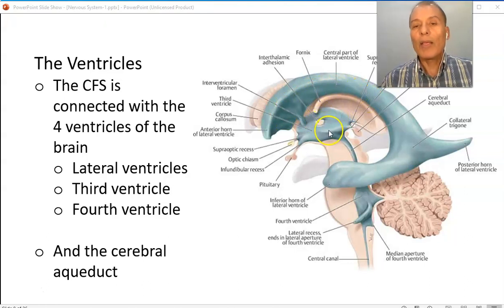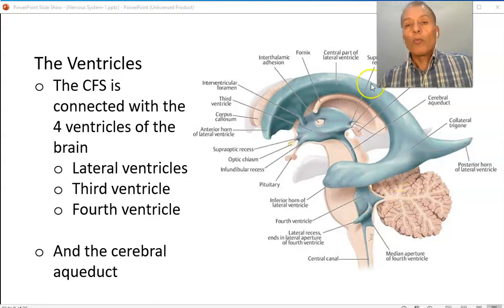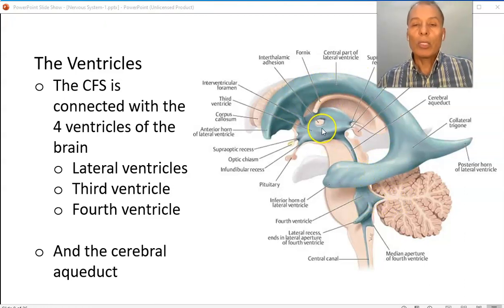lateral ventricle, and then there is a little cerebral aqueduct, like a tube, where the cerebrospinal fluid flows into lower areas, and then it goes to the 4th ventricle, which is right next to the cerebellum and connects also with the cerebellum. So 4 ventricles: 2 lateral ventricles, the 3rd ventricle, and the 4th ventricle, and the cerebral aqueduct connects the 3rd and 4th ventricles.